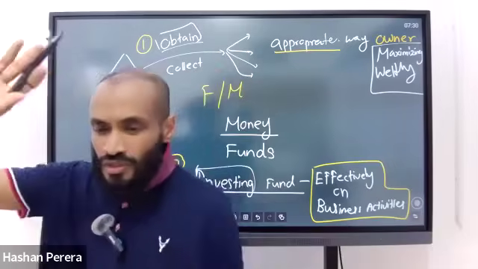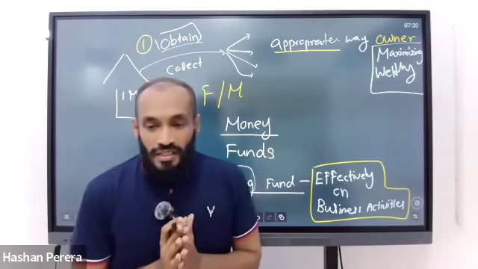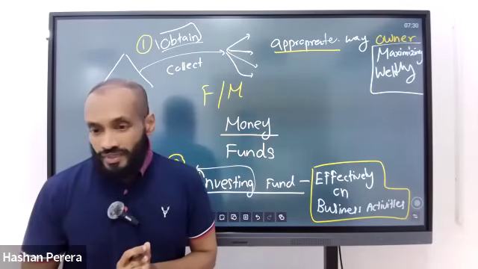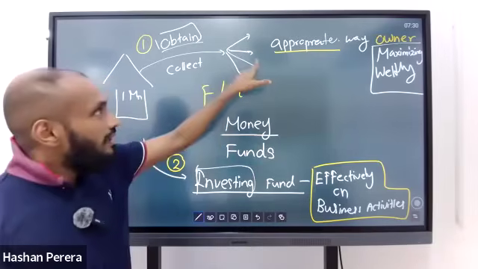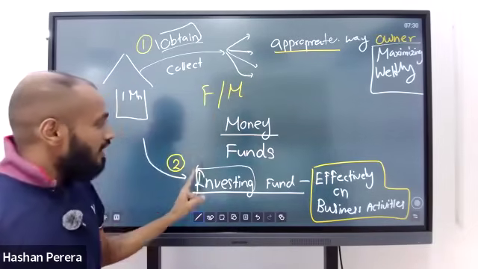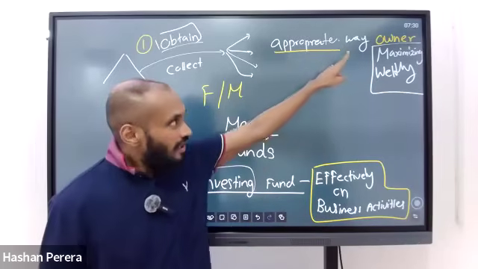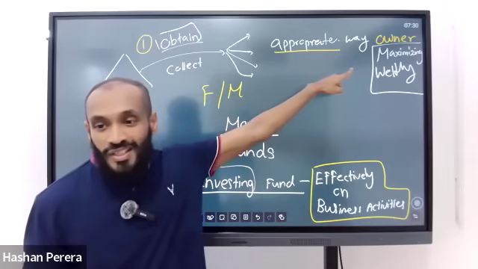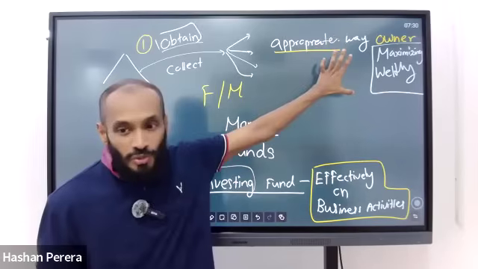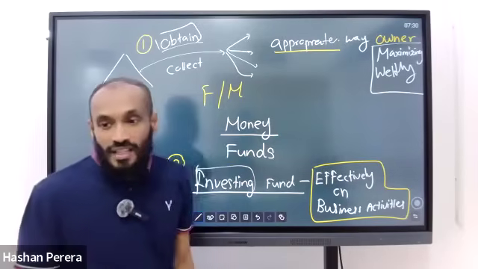When you write the definition, everything is in your mind, nothing to wake up early morning and read these things again and again. Clear? Right. Obtaining the funds from appropriate ways. Clear? Right. Then investing funds effectively on business activities to maximize owner's wealth. I will explain what you mean by this owner's wealth in the second step. Right. Okay. So these are the 3 points.